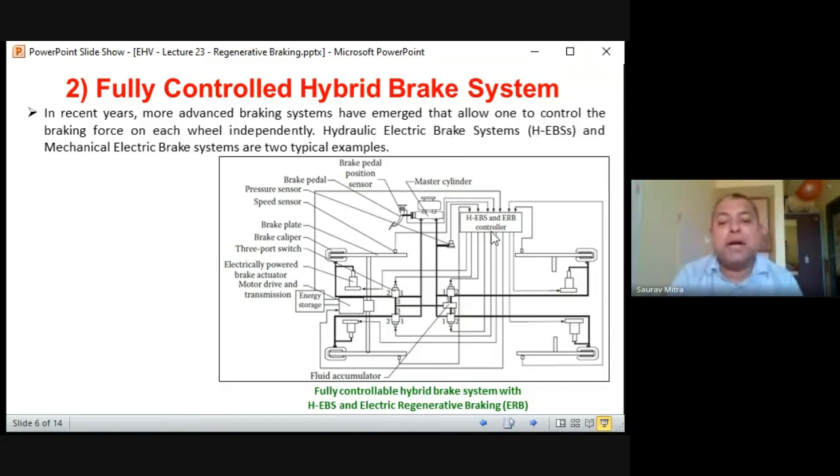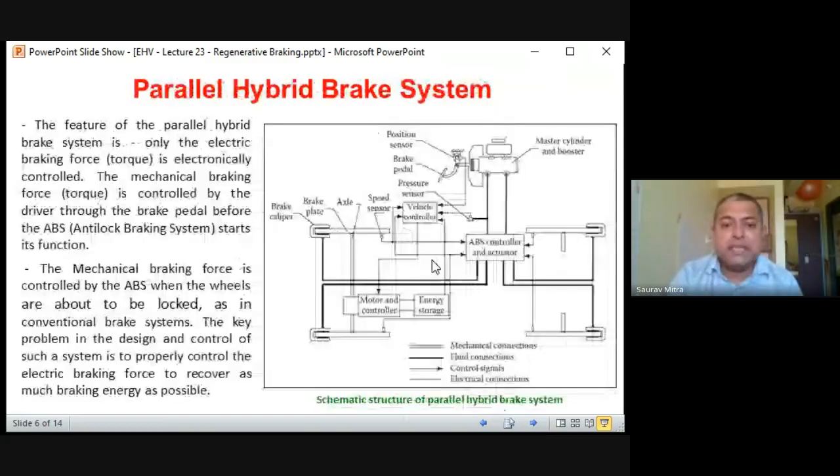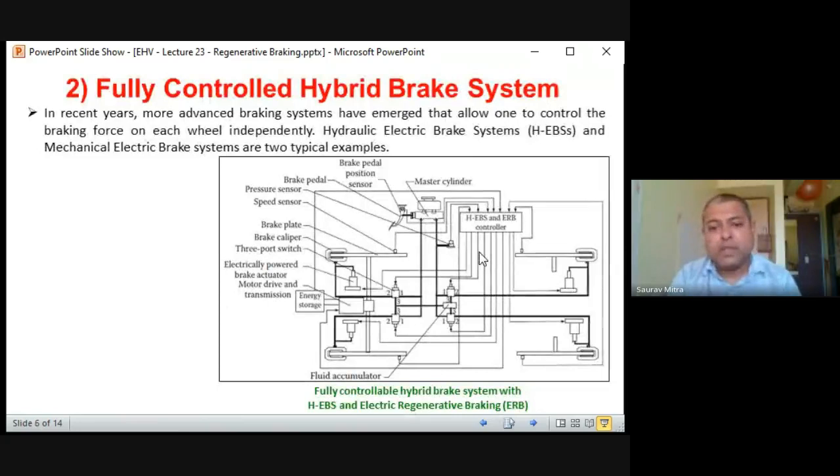And this is a smarter control you can find. In the previous case, ABS could be there or could not be there. But in the case of HEBS, ABS and all the other things are already installed, that is the anti-lock braking system, traction control, all these things. In recent years, more advanced braking systems have emerged that allow one to control the braking force on each wheel independently. So this HEBS system is actually taking care of the brake on every wheel separately.